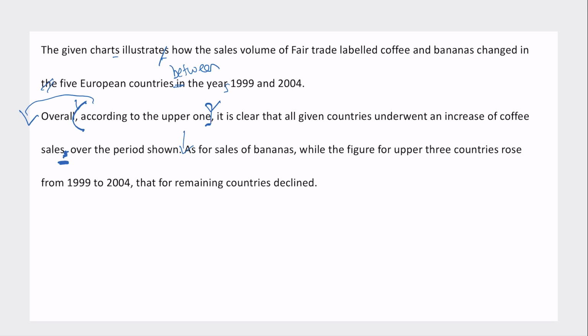As for sales of bananas, while the figure for the upper 3 countries rose from 1999 to 2004, that for the remaining countries declined.